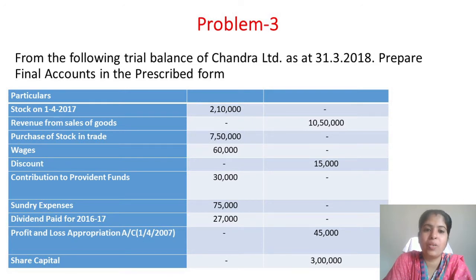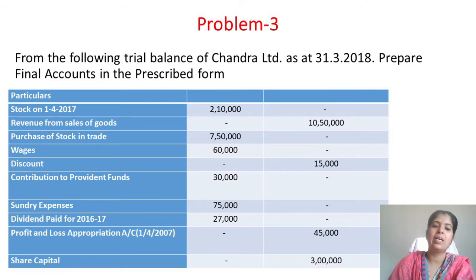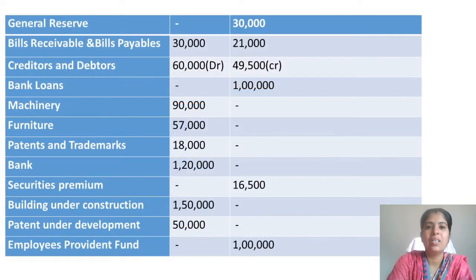Profit and loss appropriation account as on 1/4/2017 45,000. Share capital 3 lakhs. Continuation to this, general reserve 30,000. Bills receivable and payable: bills receivable is 21,000 on the credit side, payable is 30,000. Creditors and debtors: your debtors value is 60,000, creditors value is 49,500. Bank loan is 1 lakh. Machinery 90,000. Furniture 57,000. Patents and trademarks 18,000.